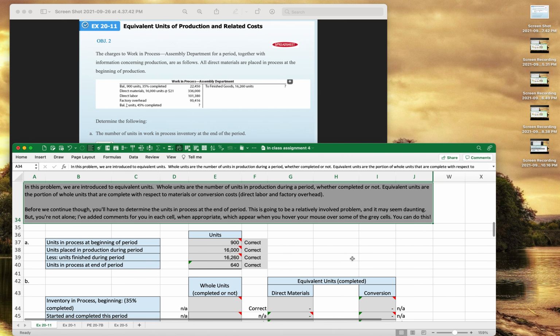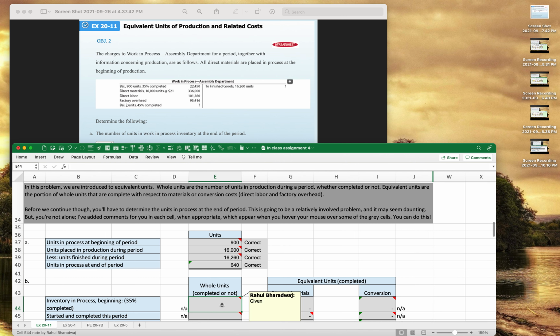In part B, we have to compute, again, we're looking at units only right now. I want you to forget everything pertaining to costs. Let's just deal with units. They ask us in B to identify the number of whole units that are in process at the beginning of the period. Again, this information is something we just computed up here, so I'm just going to jot that down here. We don't care whether these units are completed as far as direct material or conversion costs are concerned. We just want to account for all of the units in this column.